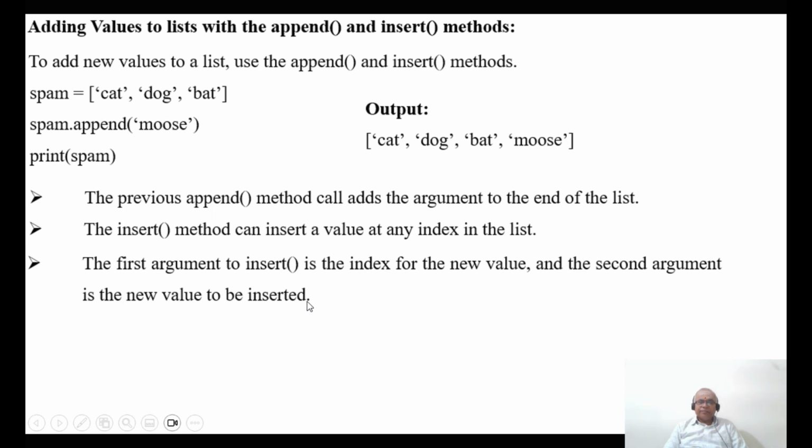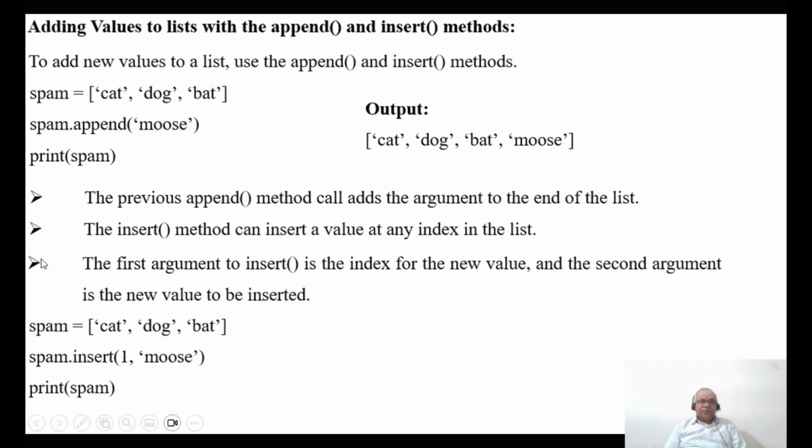The first argument of the insert function is the index for the new value, and the second argument is the new value to be inserted. So the main syntax of the insert method is that we call the insert function with an index and a new value. Suppose I want to add between cat and dog: cat is index 0 and dog is index 1. I want to add between these two, so the new value should go after cat, at the index where you want to add it.